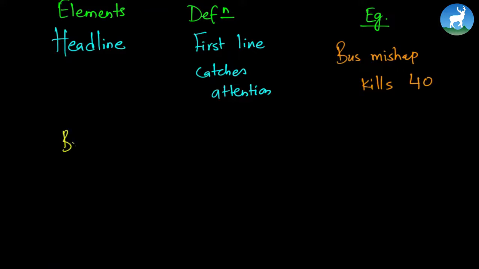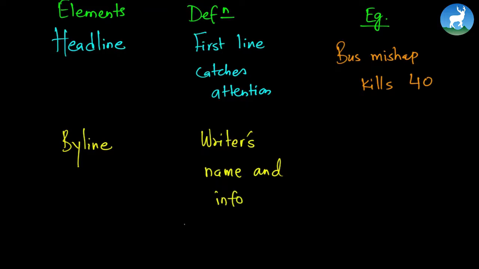So byline. What is a byline? Byline is the writer's name and sometimes the writer's info or speciality, maybe like sports writer, food writer, crime writer, and stuff like that. Any name. It could be, say, Jeremy Brown. Remember Jeremy Brown from Mind Your Language? Okay, Jeremy Brown.